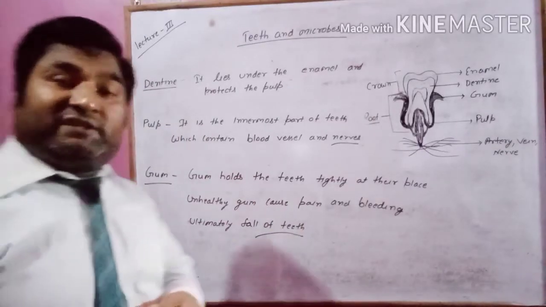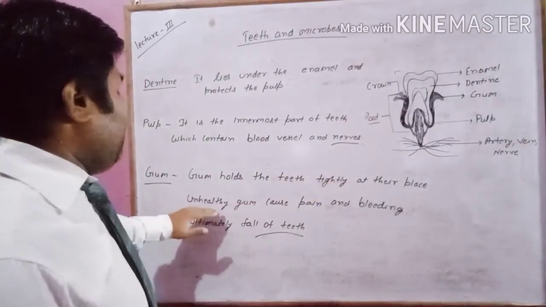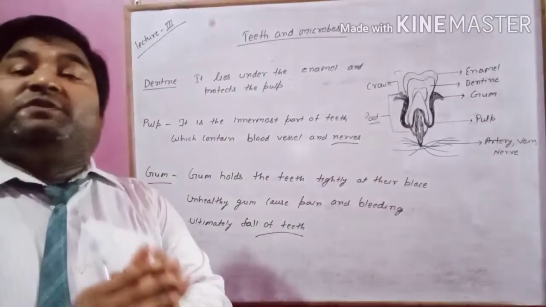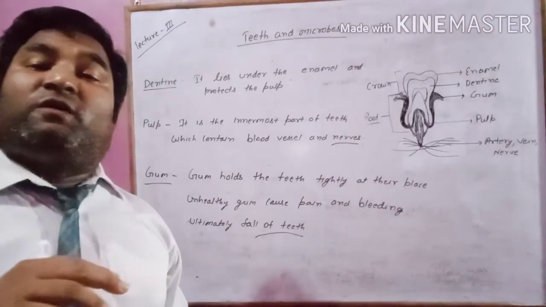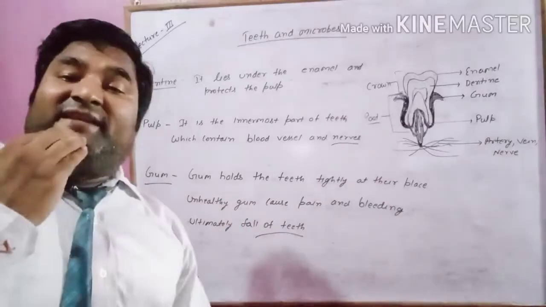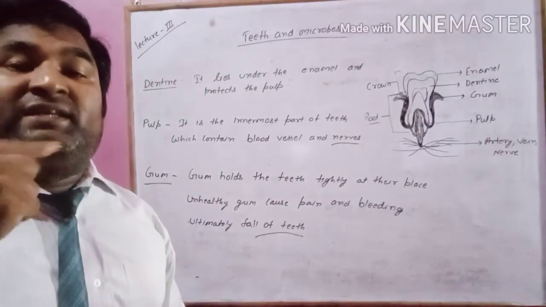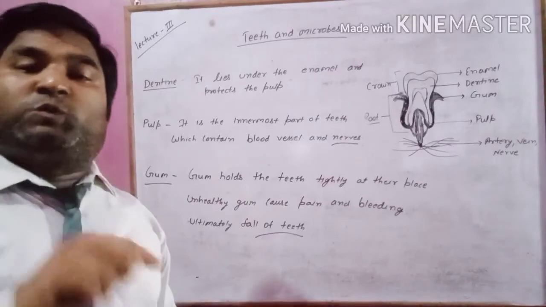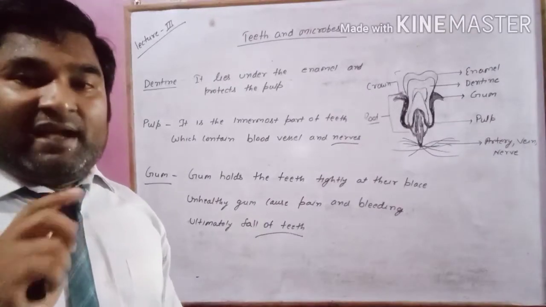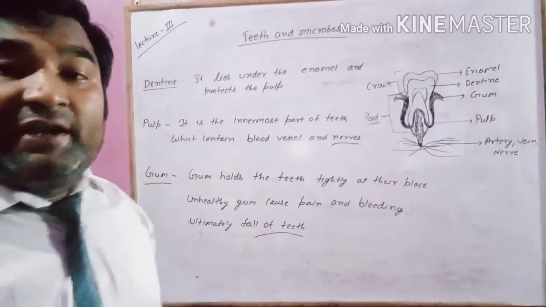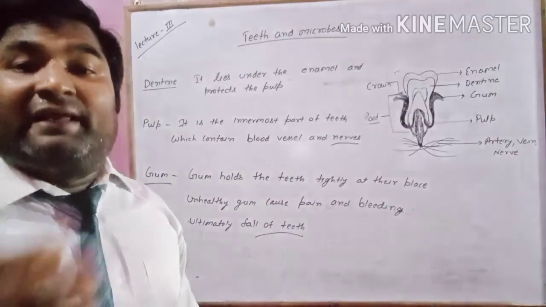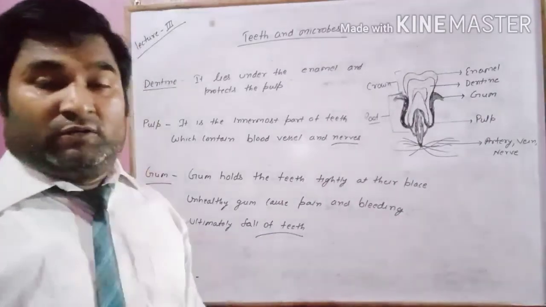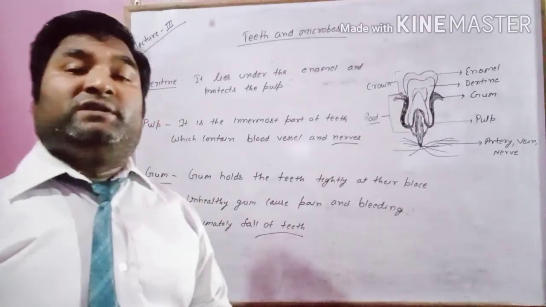So gum holds the teeth tightly at their right place, and unhealthy gum causes pain and bleeding. If you are having pain in the gum, or if you are bleeding while brushing, it means that your gum is unhealthy. You should go to the dentist and get a checkup; maybe some lack of nutrients or some other reason could be there for unhealthy gum. If you do not get it treated, ultimately your teeth will fall. So you have to take care of your teeth.